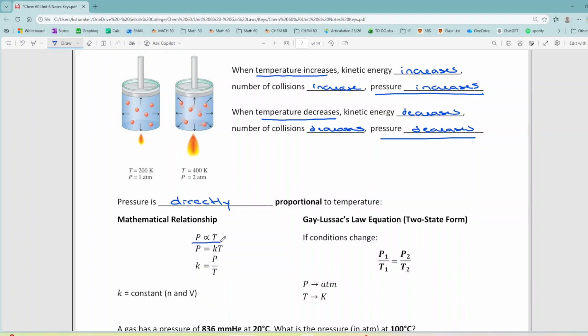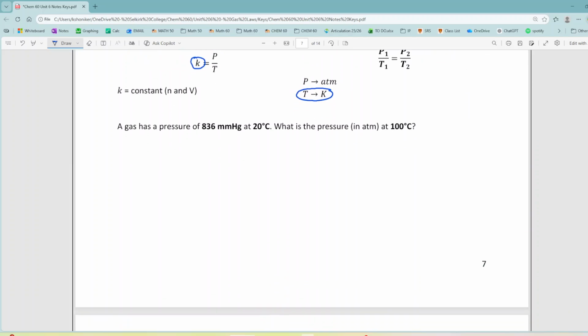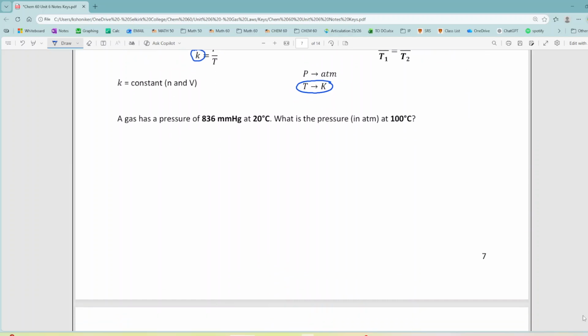So we would state that pressure is directly proportional to temperature, which means that P equals KT, or K is equal to P over T. So if we have this constant K, we can say that P1 over T1 equals P2 over T2. Now again, the most important thing is that your temperature has to be in kelvins. The pressure, as long as they're in the same units, is fine. But again, I just find that if I put everything in atmospheres, I don't have to worry about that at any point in time. Let's do a calculation.